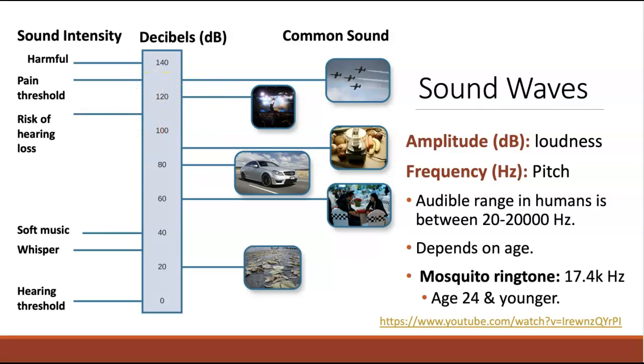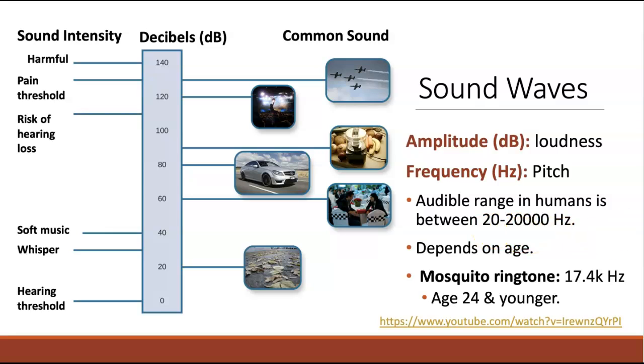The next component to discuss is frequency. Again, we're talking about wavelength here, how close or how far apart those waves are. The frequency is measured in hertz, and this corresponds to the pitch of a sound. The higher the frequency, the higher the pitch. The lower the frequency, the lower the pitch. Now, for humans, the audible range is between 20 and 20,000 hertz.